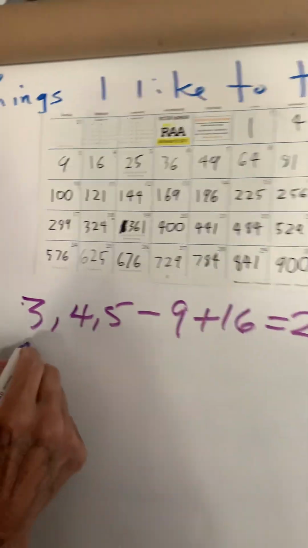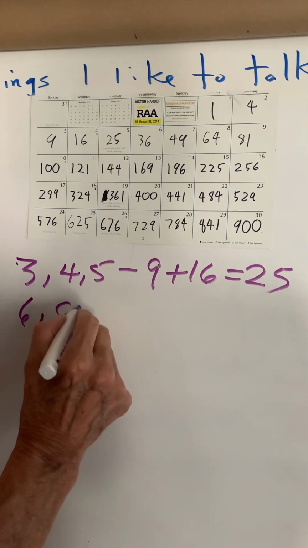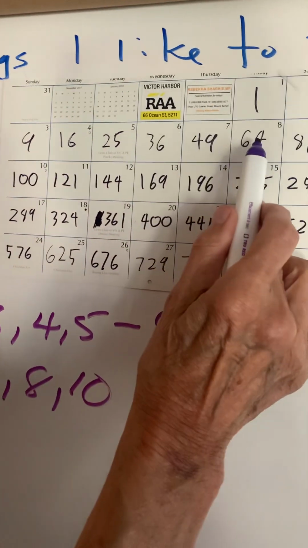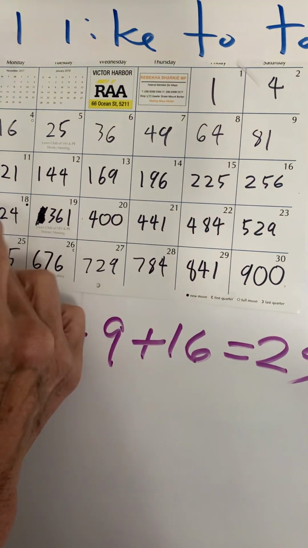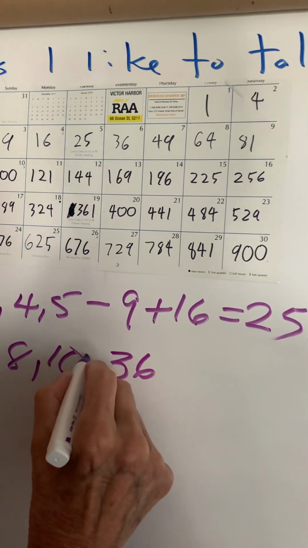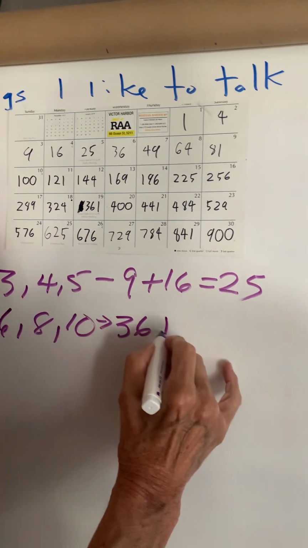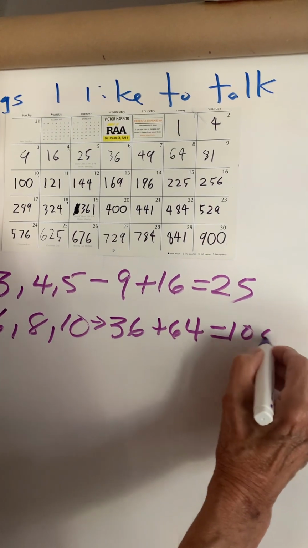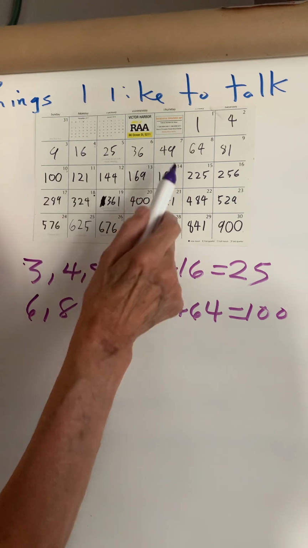Now from there, I'm going to look at another bunch of numbers that work on the calendar. 6, 8, and 10. 6 squared is 36, 8 squared is 64, and they add to 100. So your job is to look for them and find them.